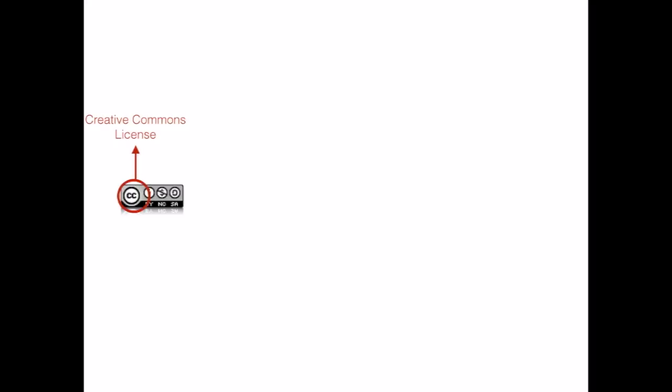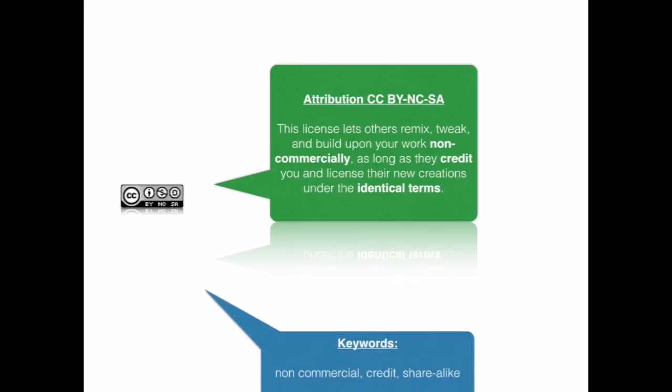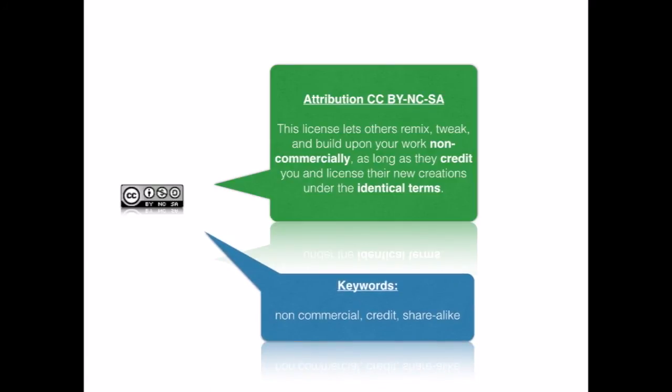Moving on to the next one, the Creative Commons license, attribution, non-commercial, share alike. This is a more restrictive kind of license because it's not allowing me to use it commercially, and I still need to basically use it with the same identical terms as the original work. So what are some keywords? Non-commercial, credit, share alike.